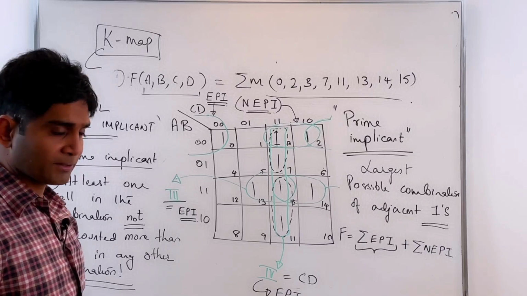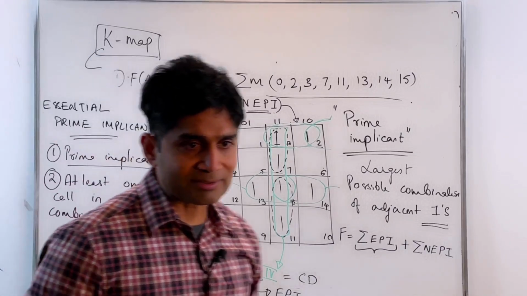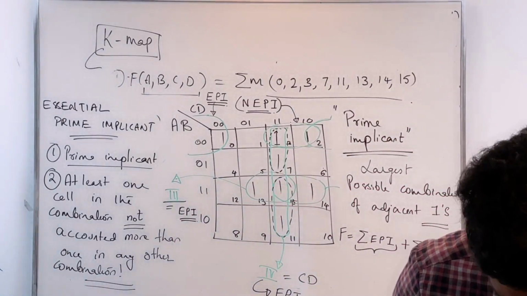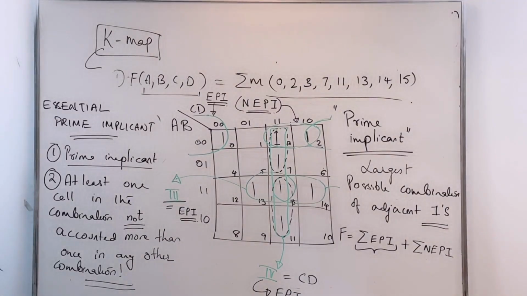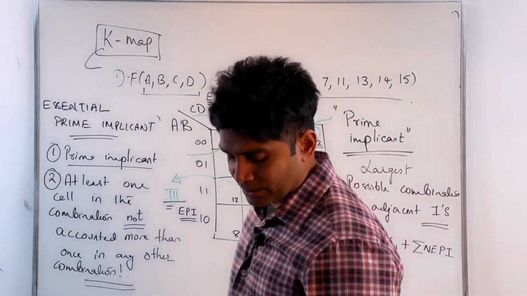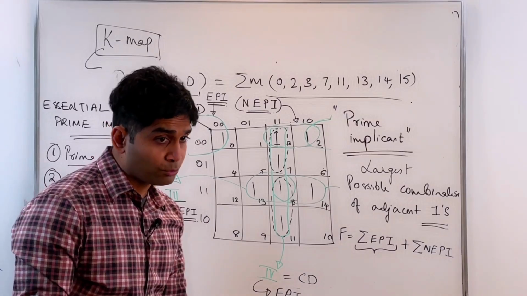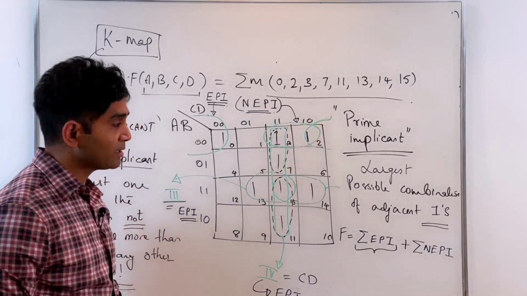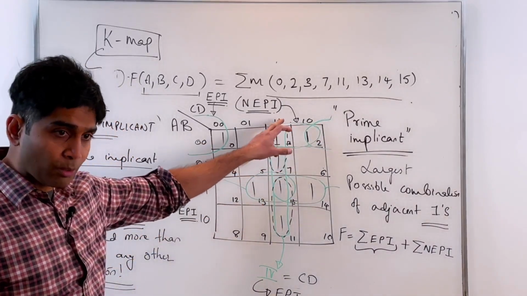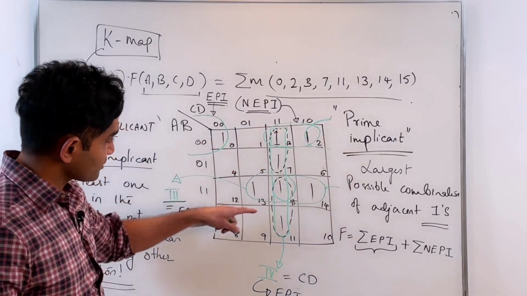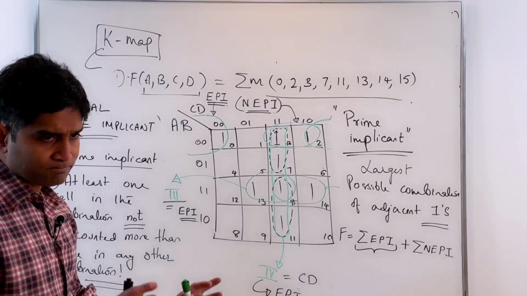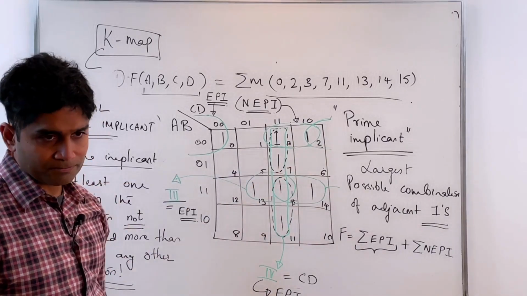That makes sense? Yeah, Samuel. So the non-essential prime implicants don't really matter as long as we can cover every one. The function should be correct. Yes, that is absolutely right. So sometimes you may have to use it, but in this example, I don't have to use this. I can just take it out, because even by taking this out, all the ones are accounted for just by using the essential prime implicants. So I don't have to use that.